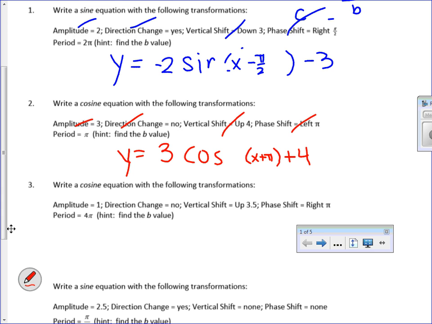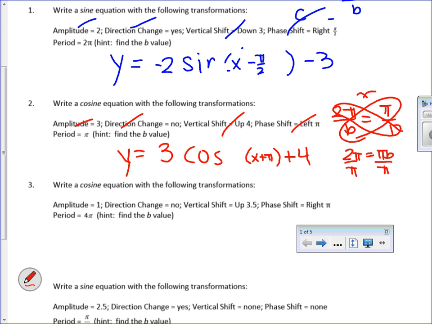Then the period is equal to pi. So if I have 2 pi over b equal to pi, what does b have to be so that the 2 will cancel? It has to be 2. If that made no sense to you, how do you solve this? Cross multiply. So you would get 2 pi is equal to pi times b. Put the antenna so nobody yells at me. Then divide by pi to get the b alone. They will cancel. B equals 2.